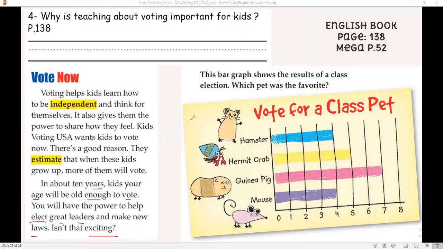So, as you can see, this is a graph. Vote for a class pet. What do you want? A hamster, hermit crab, guinea pig, or a mouse? Now, who's the winner? You can see here that the winner is the guinea pig. Why? Because it got more votes. Okay, the mouse got 4, the guinea pig got 7, hermit crab got 5, and the hamster got 4, just like the mouse. So the winner here is the guinea pig.